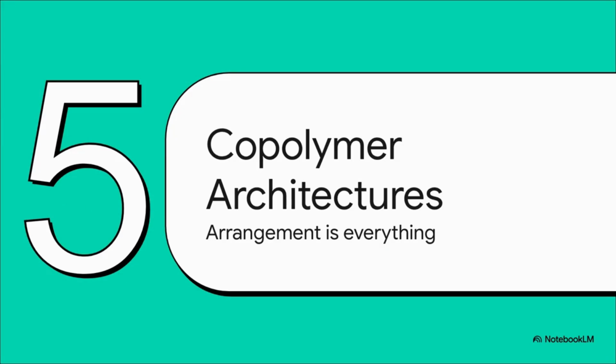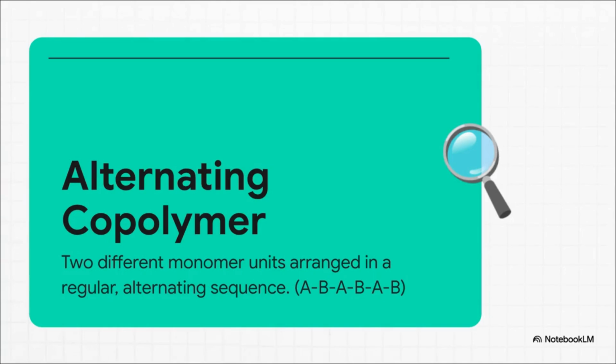All right, in our final section, we're going to see how this gets even cooler. With copolymers, it's not just about what monomers you use, it's about how you arrange them. And this choice of architecture can totally change the properties of the final material. First up, we have the alternating copolymer. This is the most orderly one you can make.